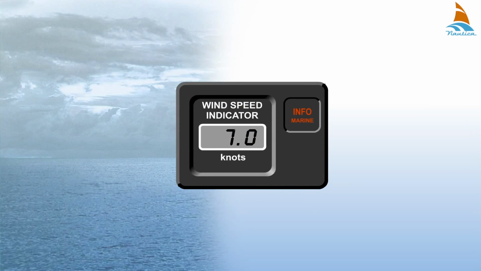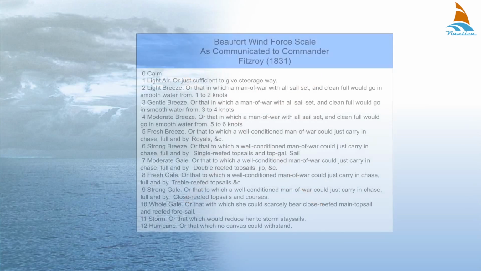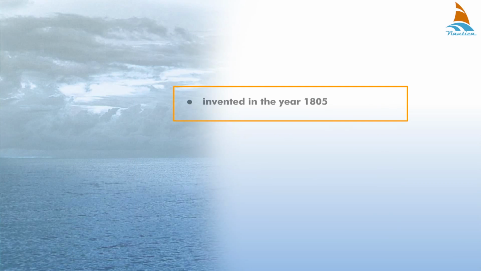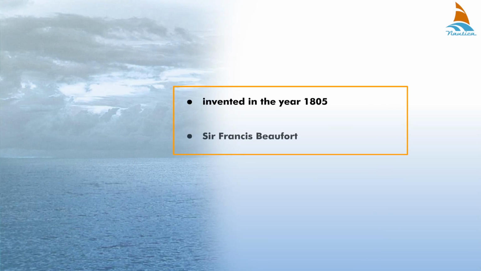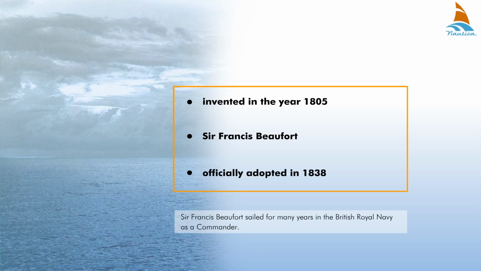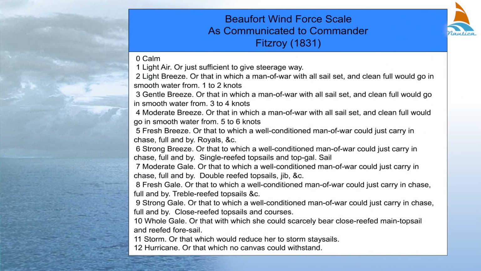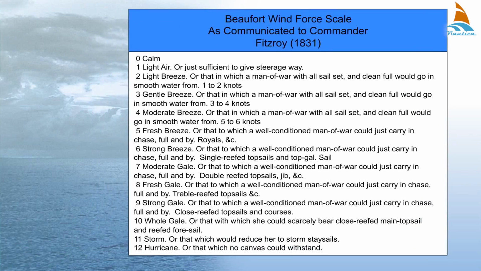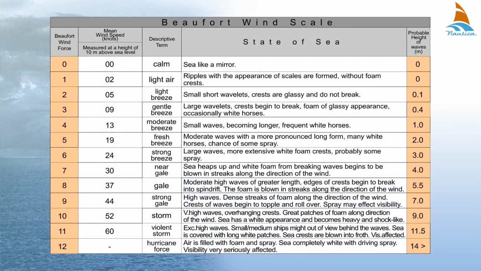In former times, before wind measuring equipment was available, the Beaufort scale was the only device available to determine the wind force. The scale was invented in the year 1805 by Sir Francis Beaufort and officially adopted in 1838. Sir Francis Beaufort sailed for many years in the British Royal Navy as a commander. The first Beaufort scale was originally related to tall ships and their sails. Later on, it was modified to imply the effects of wind on land and sea.